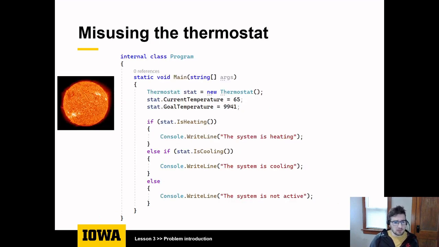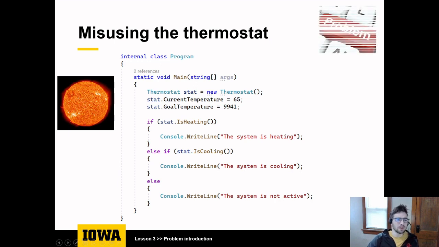Okay, but we have a problem. So with this, we are able to set a goal temperature that's arbitrarily big, arbitrarily small, and that's not good, right? I don't want to pay this heat bill, to heat my house to the temperature of the sun's surface, right? That's what that number is. Temperature of the sun's surface in degrees Fahrenheit as well.